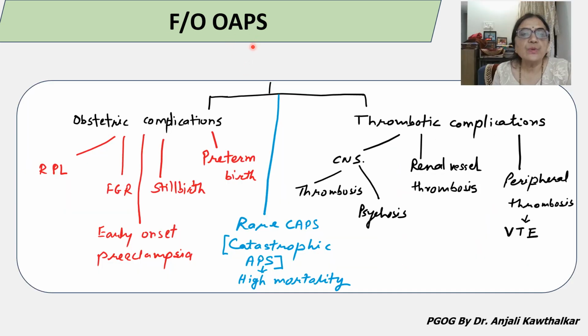Features of obstetric antiphospholipid syndrome: obstetric complications such as recurrent pregnancy loss, fetal growth restriction, early onset preeclampsia, even HELLP syndrome can occur, stillbirth and preterm birth. Thrombotic complications during pregnancy can occur, such as CNS thrombosis, psychosis, renal vessel thrombosis leading to renal failure, or peripherally there can be deep vein thrombosis. So venous thromboembolism also can occur. And rarely during pregnancy we can have catastrophic antiphospholipid syndrome, which is associated with a high mortality.